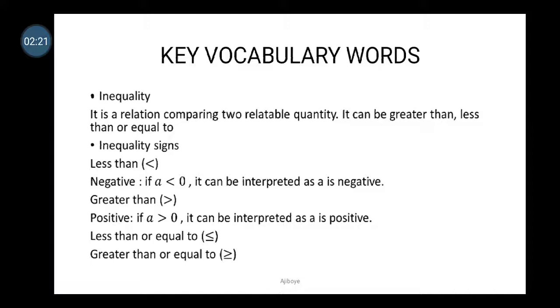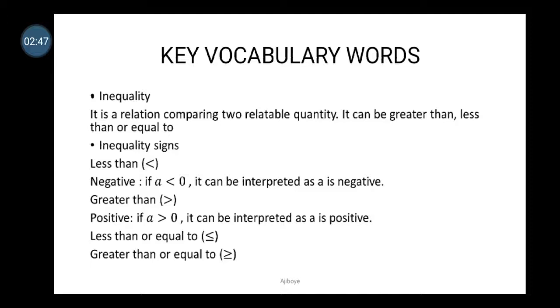So we can have another inequality sign there, less than or equal to, greater than or equal to. One of them must be satisfied. It is either greater than or equal to. So if I say a is greater than or equal to 3, it means a can be 3 or a can be greater than 3.